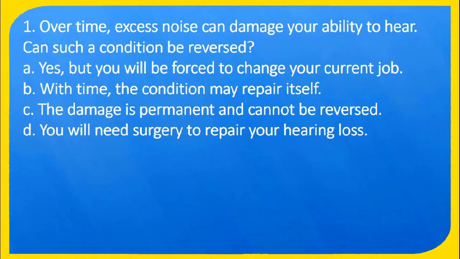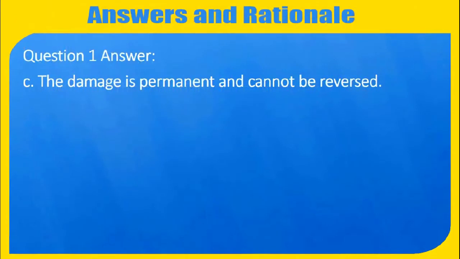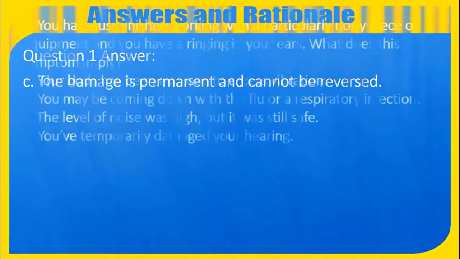Question 1. Over time, excess noise can damage your ability to hear. Can such a condition be reversed? A. Yes, but you will be forced to change your current job. B. With time, the condition may repair itself. C. The damage is permanent and cannot be reversed. D. You will need surgery to repair your hearing loss. Question 1. Answer. C. The damage is permanent and cannot be reversed.